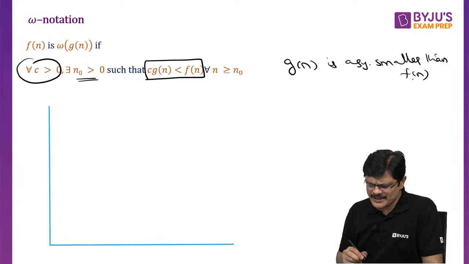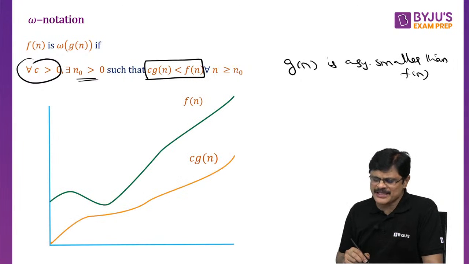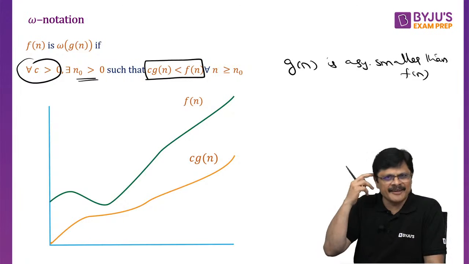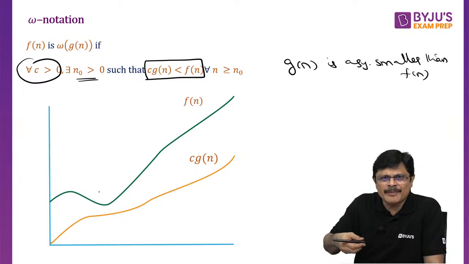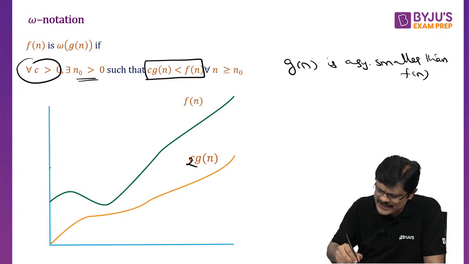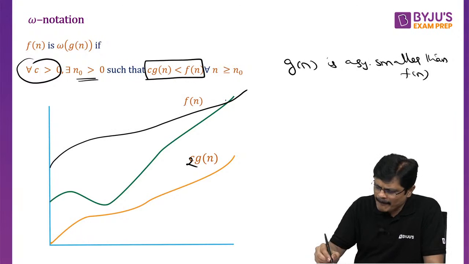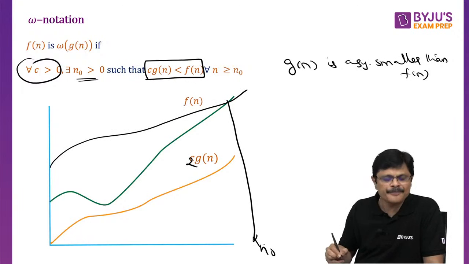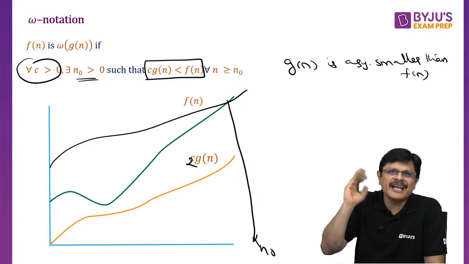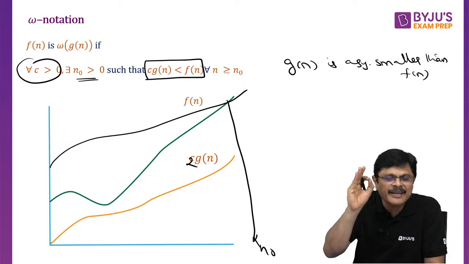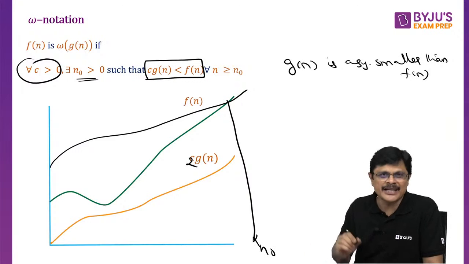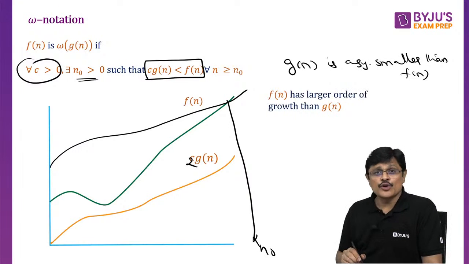And how do you prove this? Here, C times Gn is always smaller than Fn, whatever C you take. For example, if you multiply by C equal to 2, or suppose you make C equal to 20, the graph may go like this, something like that. But definitely there will be an n naught for that. For every C we can find an n naught. That is the idea. Am I clear? So Fn has a larger order of growth than Gn.